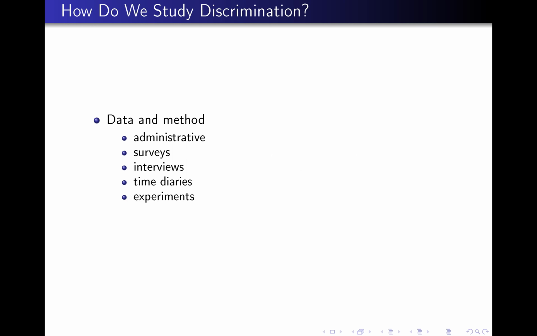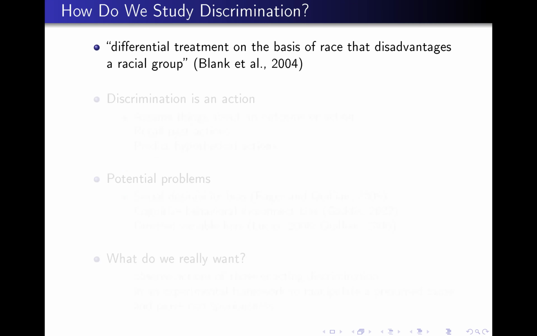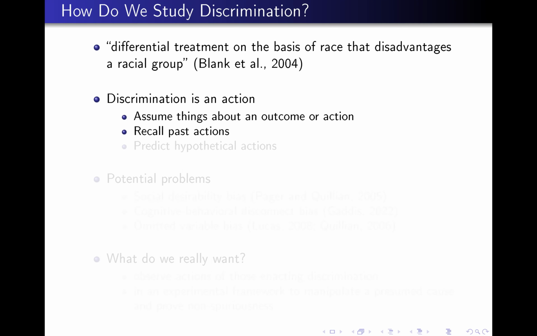So if we go back to that definition, differential treatment on the basis of race that disadvantages a racial group, we realize that this definition is saying that discrimination is an action. And again, based on those previous slides, we know that we can either ask people to assume, we as researchers can assume things about an outcome or action. We can ask people to recall past actions. We could predict hypothetical actions. And these are all really in the context of survey or interview data.